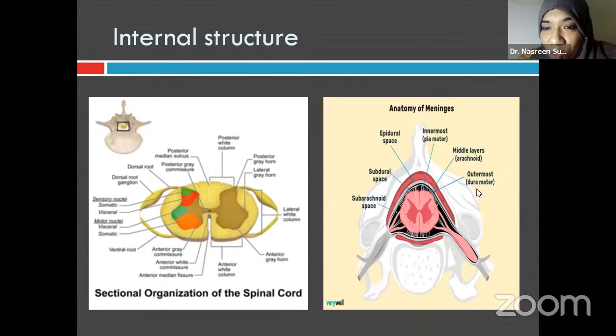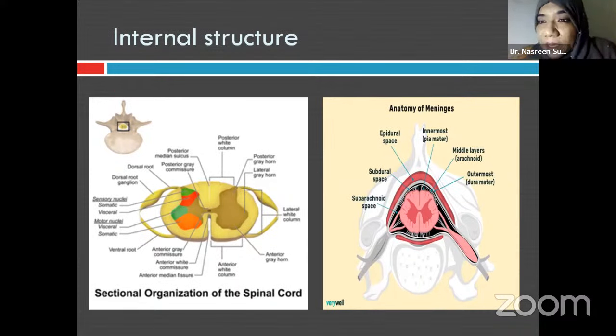This pink one is the innermost layer, which is called the pia mater. Then the next, the white line which you are seeing, is the arachnoid mater. And the last one, the gray colored one which you are seeing, is your dura mater. So you are having pia mater, arachnoid mater, dura mater.